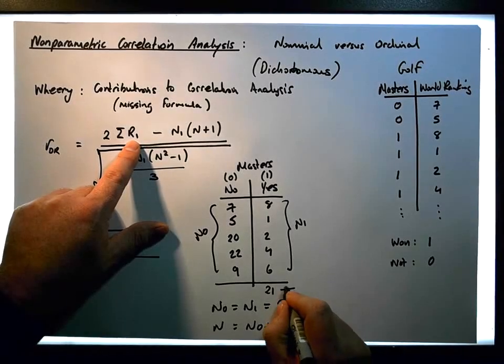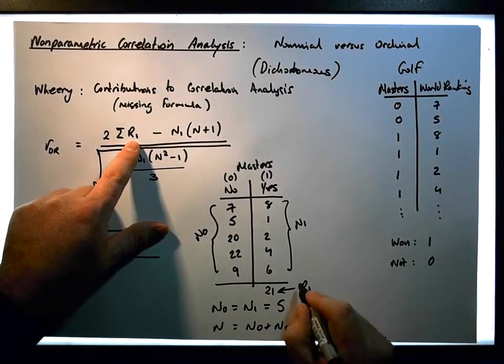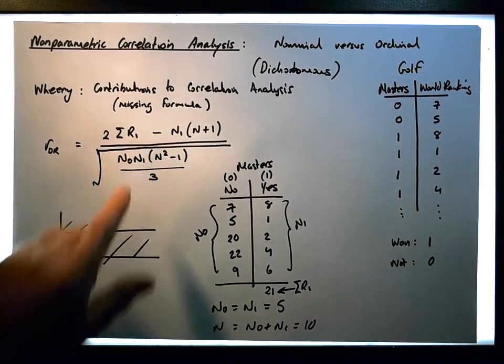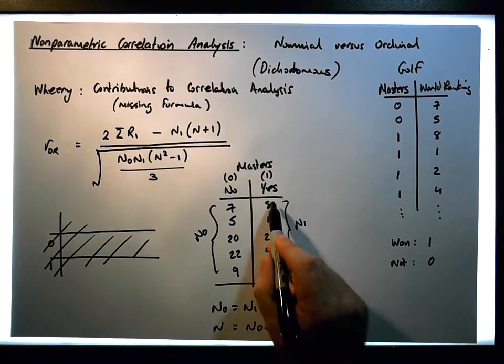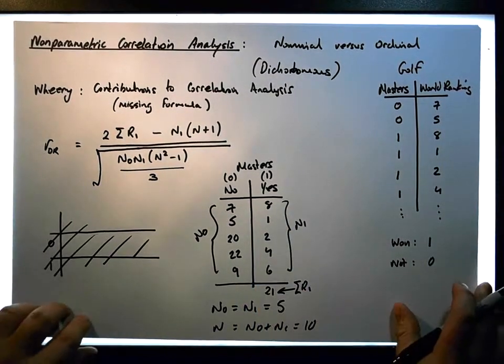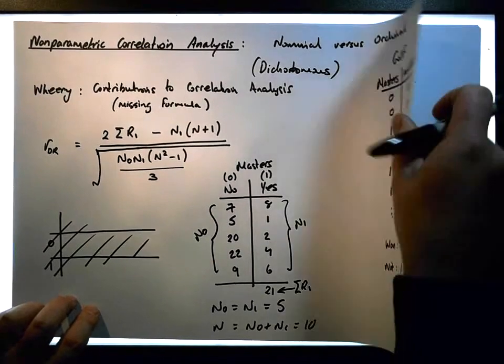The value here is effectively R1. It's actually the sum of the R1s, which is the sum of all the ranks that are labeled as 1. So now we're ready to go. Let's move on to the next page and refresh what we have.